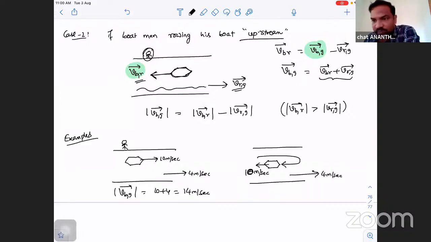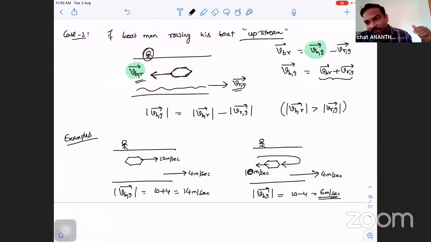All of you listen to me. 6 is the answer, but that is not important. What you have to understand is, the driver of the boat or the person inside the boat will feel that he is moving at a speed of 10 meters per second. But the person on the ground will see that he is moving at a speed of 6 meters per second, 10 minus 4.